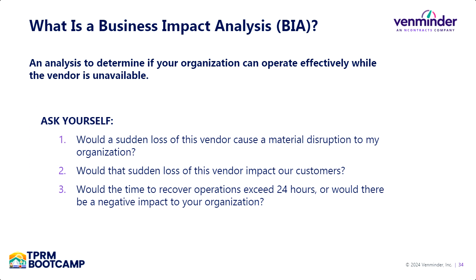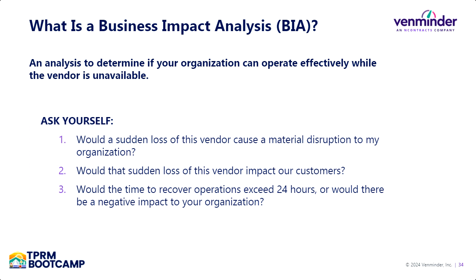So I think sometimes where business continuity gets tricky is whether you put on the lens of you're looking at your own business continuity as an organization versus reviewing your vendor's business continuity. And so I think the first step is doing that business impact analysis with your internal lens to ask yourself about your vendors. Would a sudden loss of this vendor cause a material disruption to my organization?